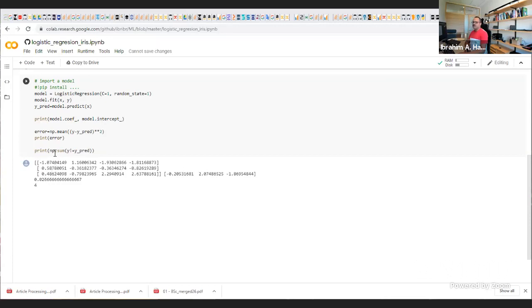And the accuracy here, it's prediction error. It's very small. It's 2.6%, right? Which means the accuracy is 97.4%, about 98%. The number of misclassified cases is 4, right? So the accuracy is very high. I didn't compare it with the perceptron, but you can compare it with a perceptron.